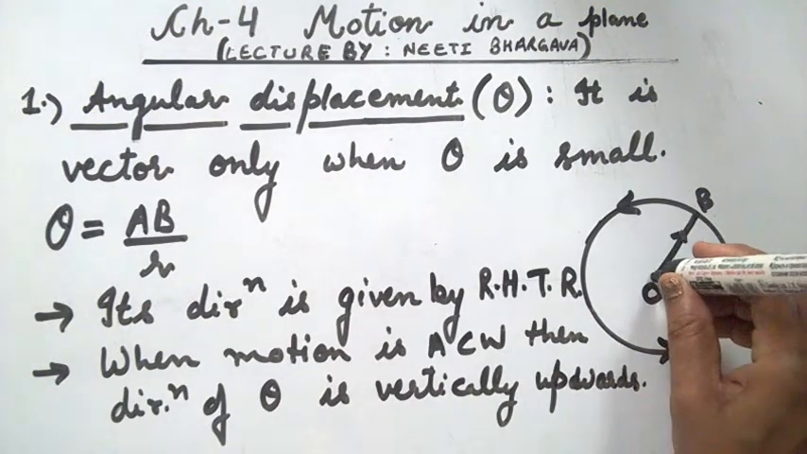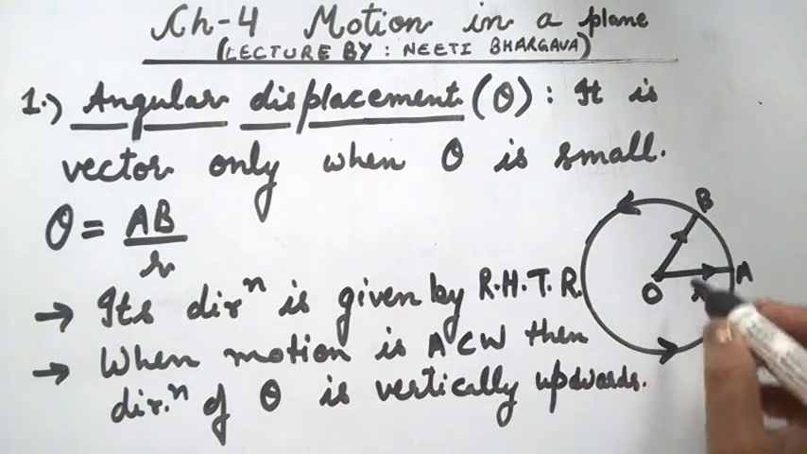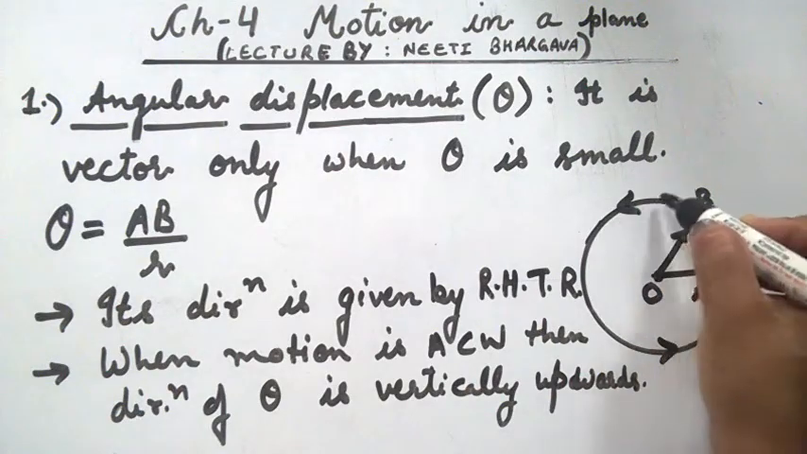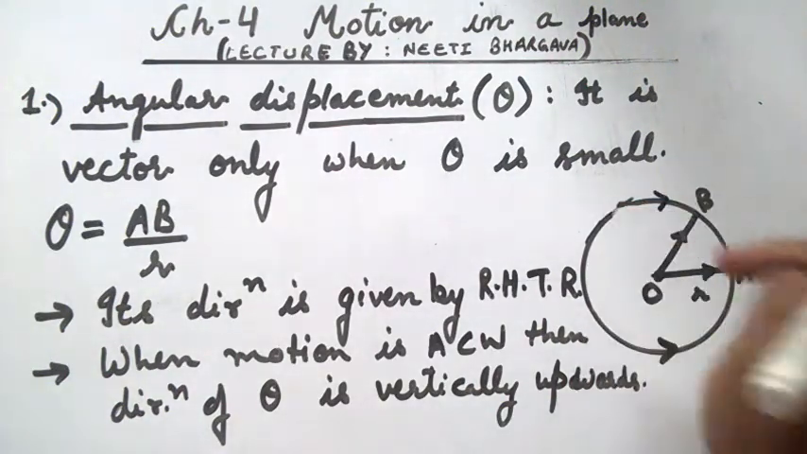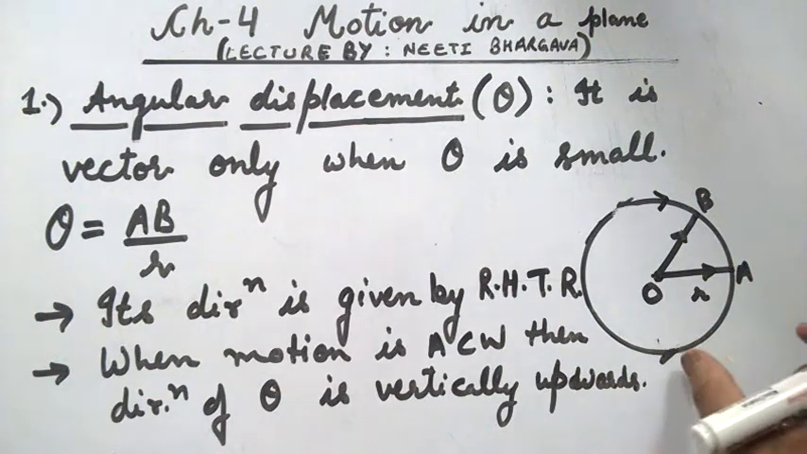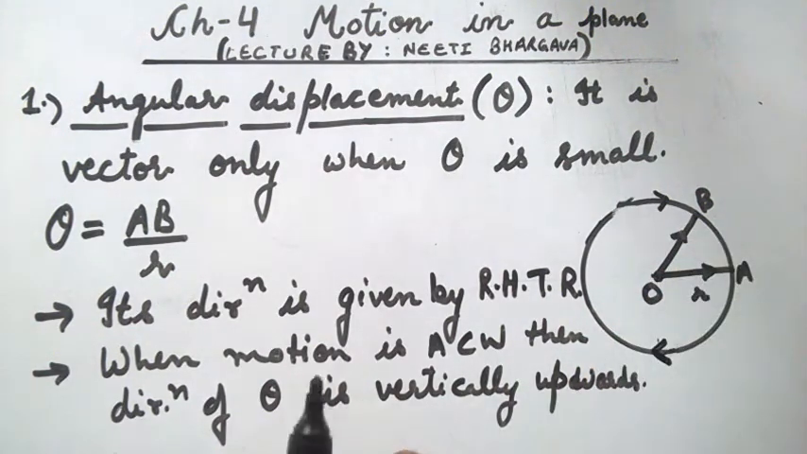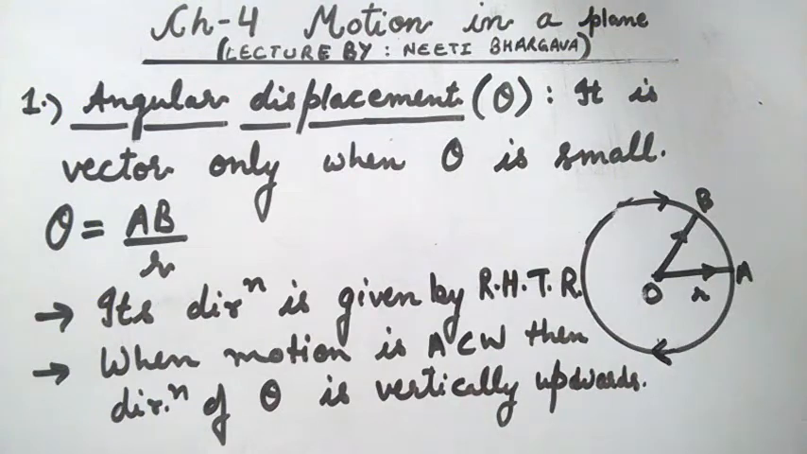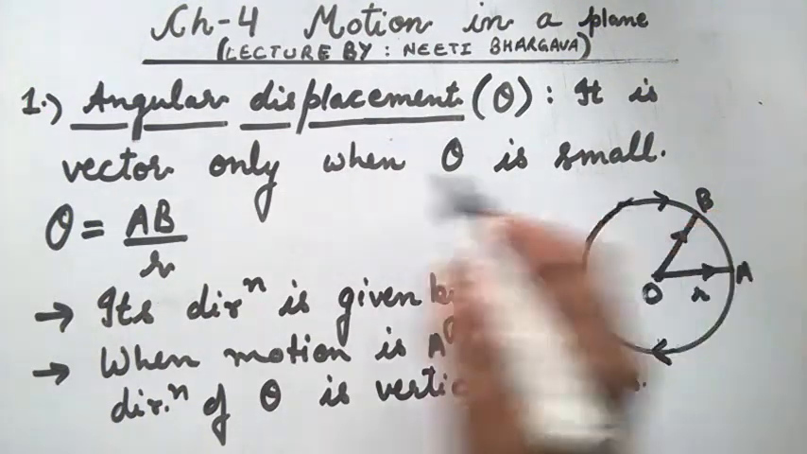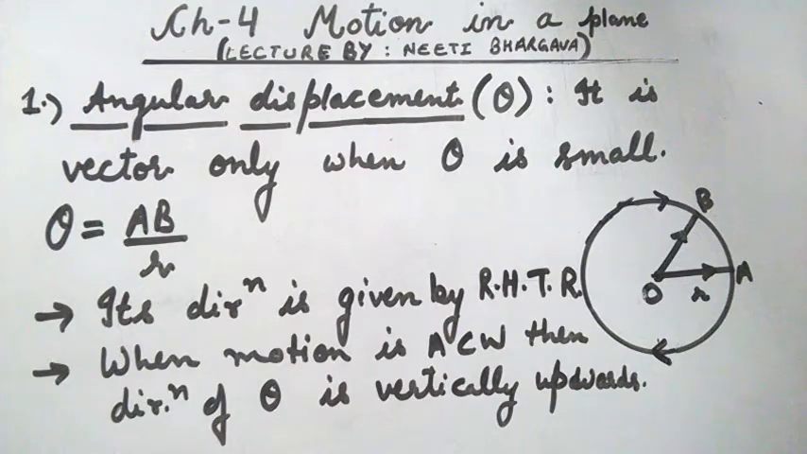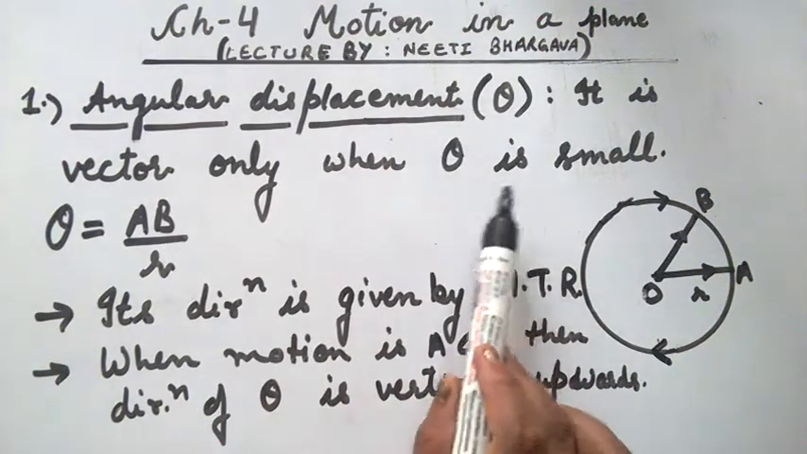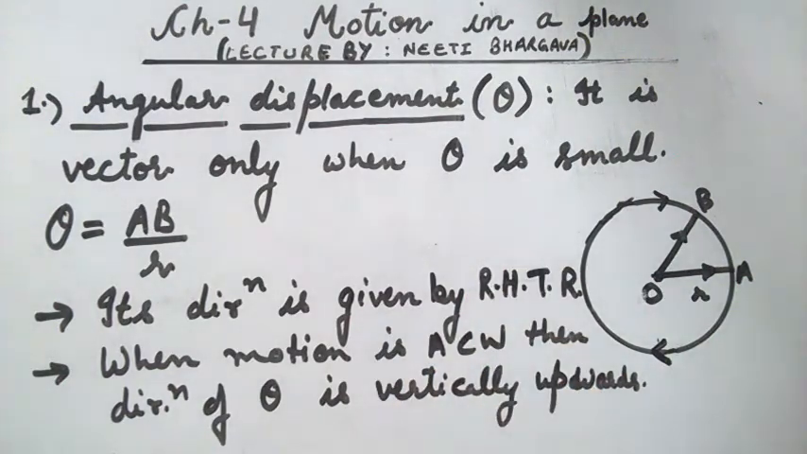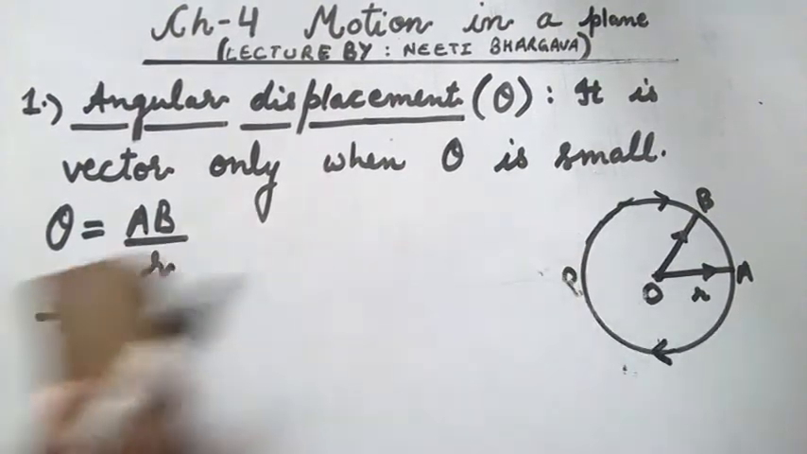It is perpendicular to the plane of the paper. Now if the motion is in clockwise direction, then in this case the thumb points in vertically downward direction, and this is the direction of angular displacement. Now let's understand why we take theta small, because it follows vector properties.